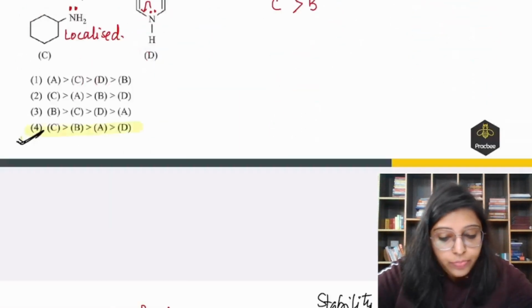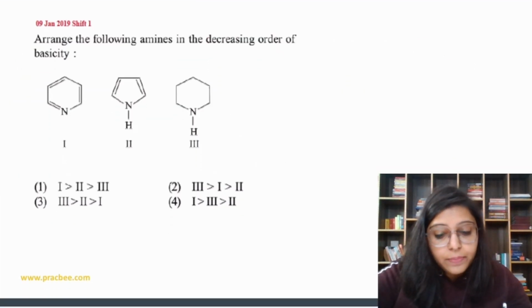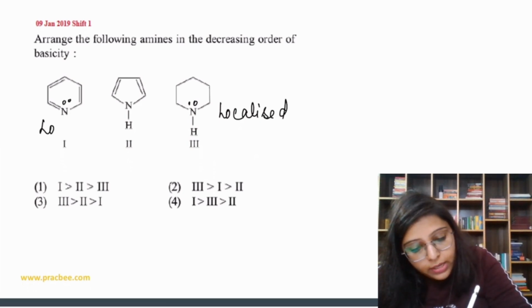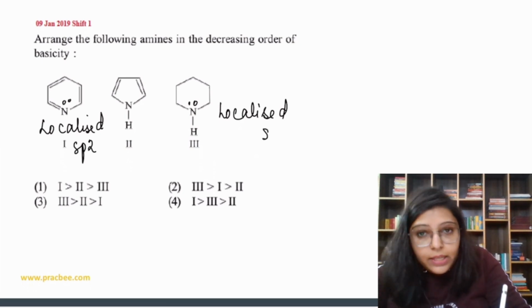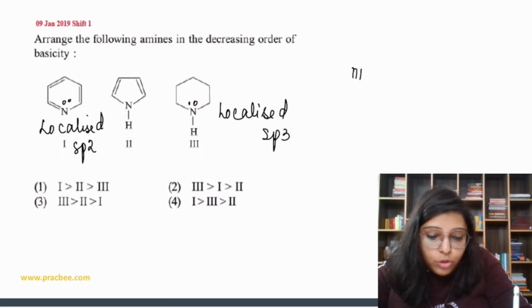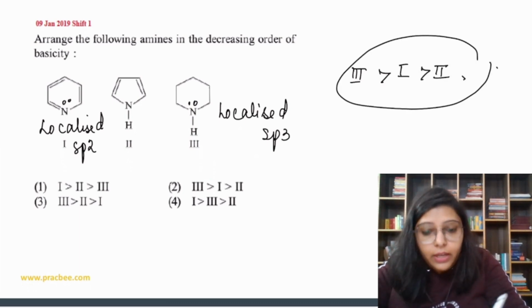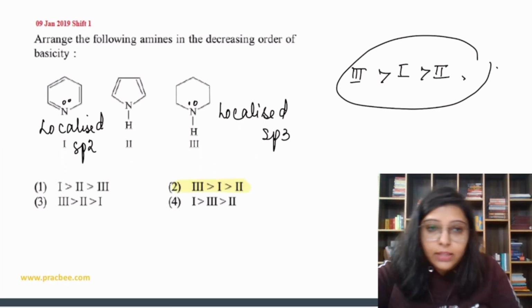Okay. Now next question, arrange the following amines in the decreasing order of basicity. Again, so see, localized, this is localized. Here sp2, here sp3. So third is most basic, then we have first, and then we have second. So third, first and second. So option 2 is the correct answer.